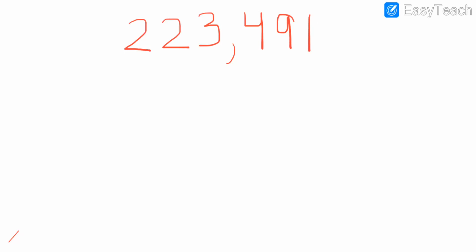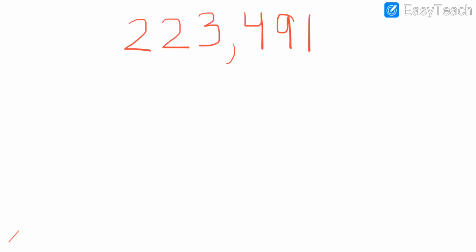So here we go. We're going to go a little bit harder today. We're going to go with a 6-digit number, up to the 100,000s place. So we're going to round the number 223,491. Let's just look at this number and talk place value first.